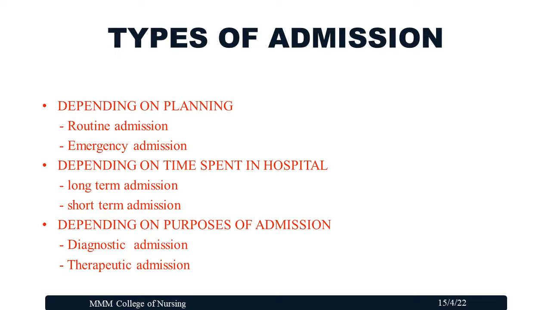Depending on purposes of admission, it may be classified into two types, diagnostic admission and therapeutic admission. When the purpose is to find out the disease condition, we call it diagnostic admission. In therapeutic admission, the patient is getting treatment for that condition, so we call it therapeutic admission.